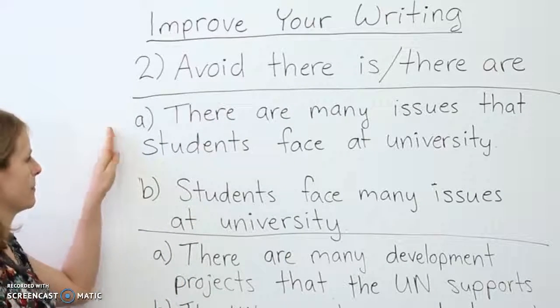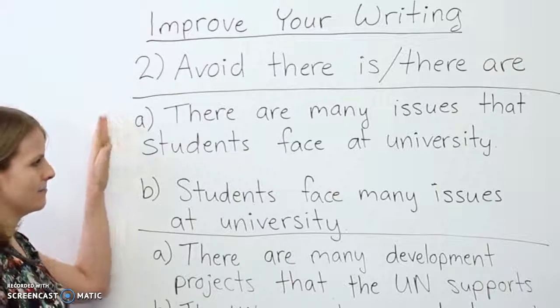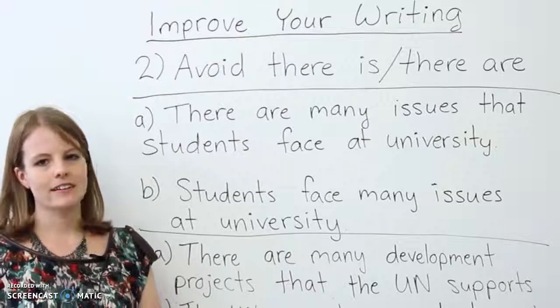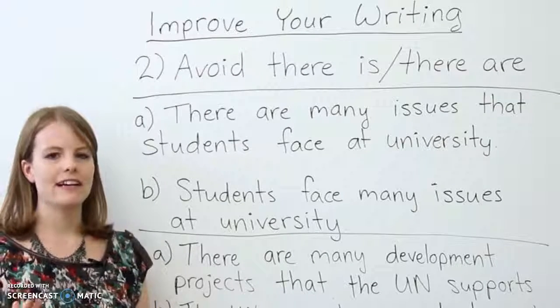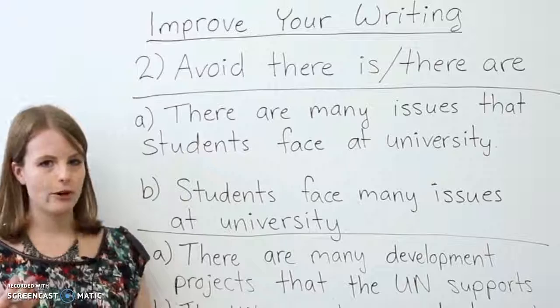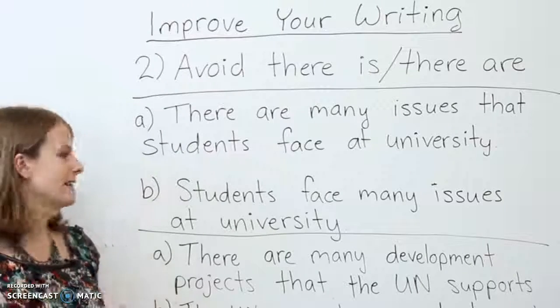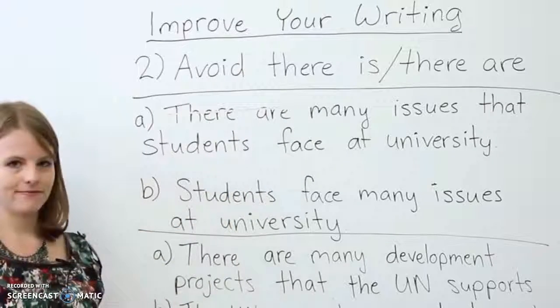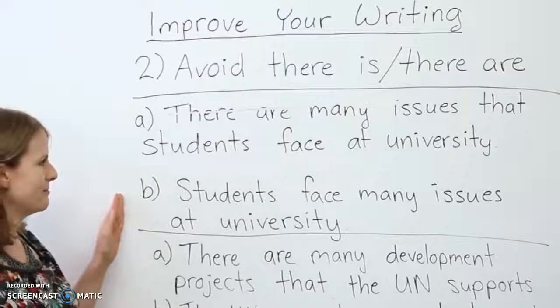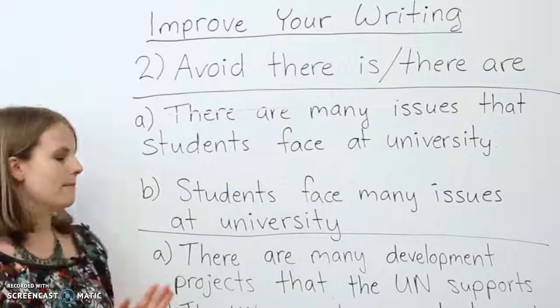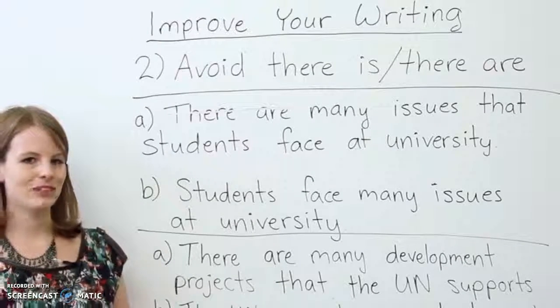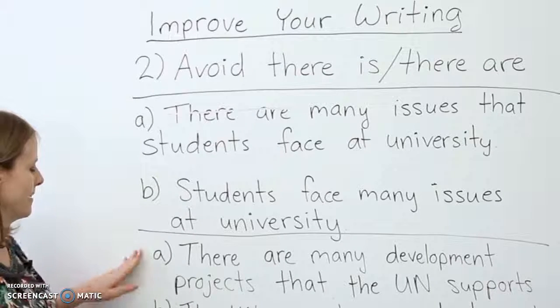So let's look at some examples. A, there are many issues that students face at university. So that's an okay sentence, but if I wanted to make it a better sentence that is more appropriate for academic writing, I would change it. I'd get rid of there are, and I would say instead, students face many issues at university. So you don't need there is or there are.